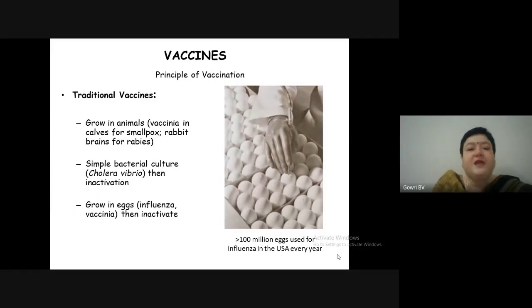And of course, in the case of eggs, greater than 100 million eggs were used for influenza in the USA every year. Even now, since the influenza virus could be cultivated only by growing it in eggs, greater than 100 million eggs are used every year for production of influenza vaccine in the USA.